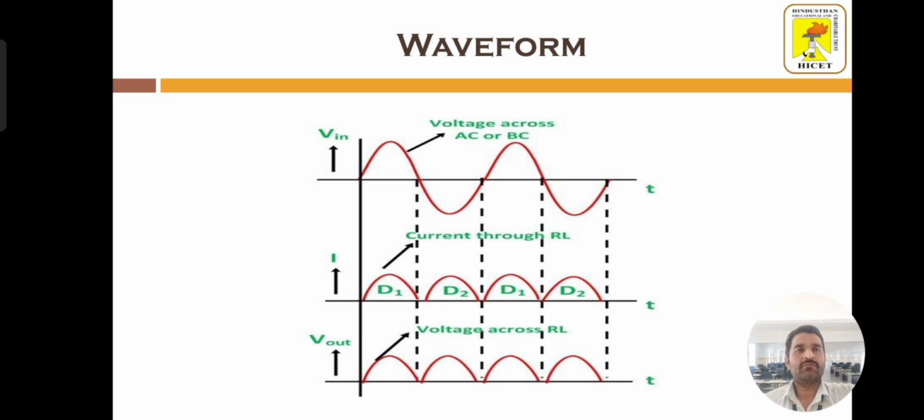This is the waveform of the full wave rectifier. The first plot shows the AC voltage waveform, that is the input voltage waveform. The second plot shows the output current. Unlike the half wave rectifier, it is converting both cycles, that is the positive half cycle as well as the negative half cycle, so we are getting a continuous pattern output. Correspondingly, the third plot shows the output voltage across the load. It will be similar to the output current, so we are getting the voltage for both the positive half cycle as well as the negative half cycle.